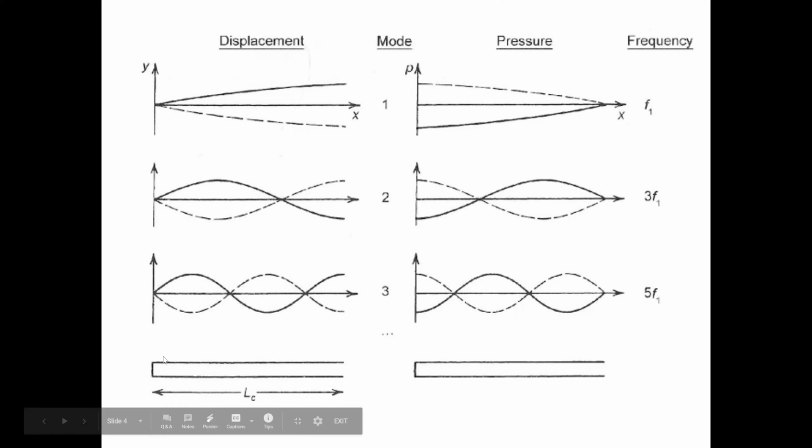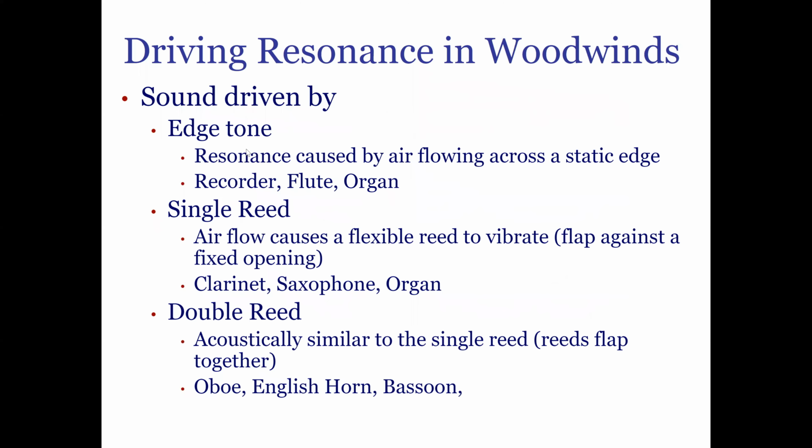Saxophones, which are also reed instruments, don't do this because of the shape of the bore, which is something we will get into in a lot more detail as we move on. So the first characteristic we said was the driving resonance. So how are we creating the oscillations that are going to resonate within the tube?